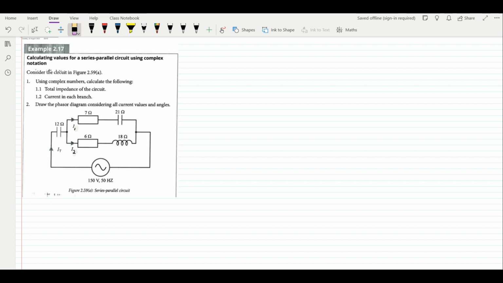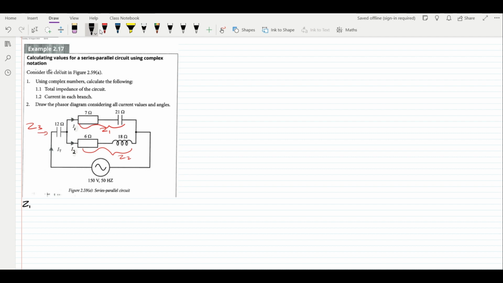Here, we are expected to calculate the total impedance, the current, and also draw the phasor diagram of the circuit in 2.59a. The first thing that we need to do is to identify our impedances. Here, I'm able to identify that this can be named as Z1, this Z2, and this one Z3. Now let us write them in complex order.